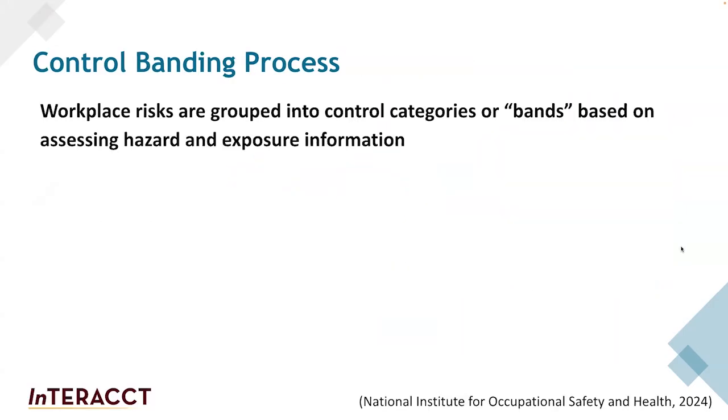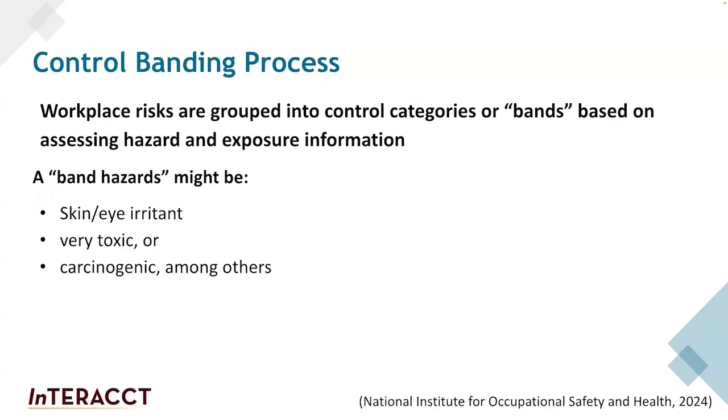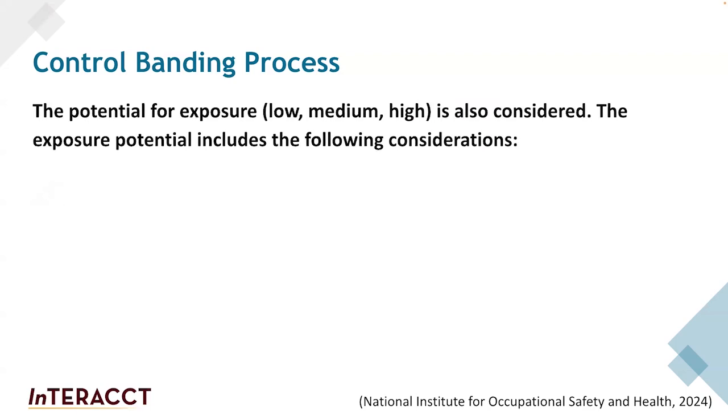In control banding, workplace risks are grouped into control categories or bands based on two main factors: the hazard of the chemical and the level of exposure. A band hazard might refer to characteristics like whether the substance is a skin or eye irritant, highly toxic, or even carcinogenic. This helps industrial hygienists determine which types of controls are needed even when no OEL is available.